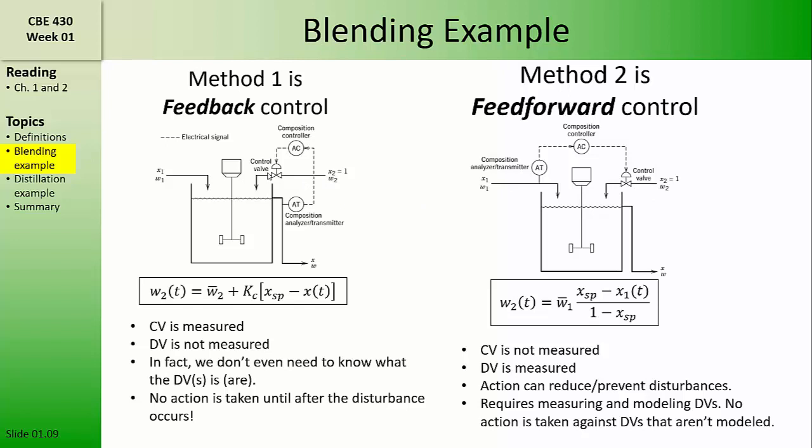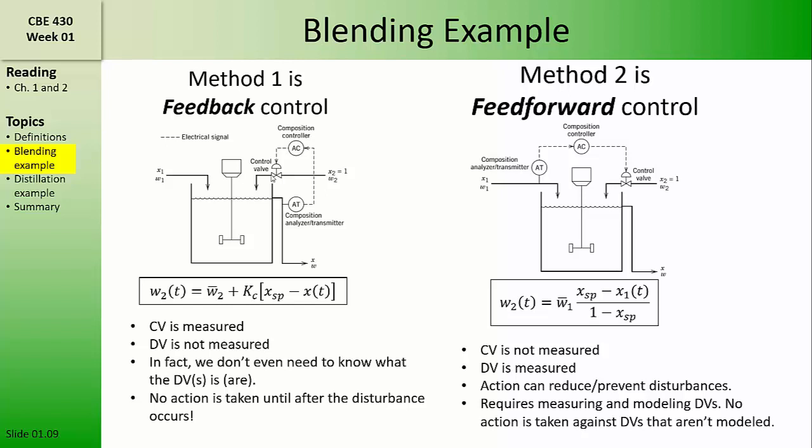Notice in the feedback control, the disturbance variable is not measured. In fact, we don't even need to know what the disturbance variable is. The disturbance variable could be x1, it could be the flow rate W1, it could be a leak in the tank that's not even identified in the diagram, it could be a thunderstorm dumping rain into the tank. The composition could be disturbed by anything, and that disturbance in the effluent composition would be measured and accounted for by the feedback control loop.